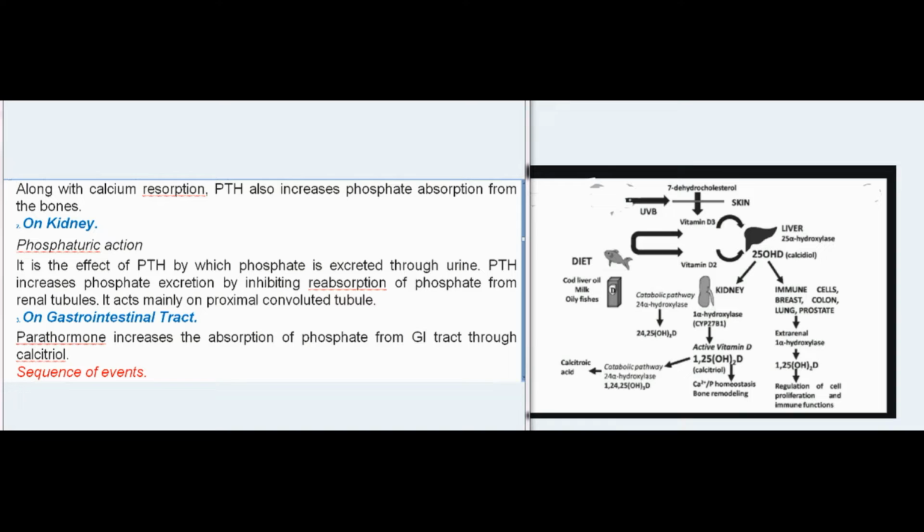Phosphaturic action. It is the effect of PTH by which phosphate is excreted through urine. PTH increases phosphate excretion by inhibiting reabsorption of phosphate from renal tubules. It acts mainly on proximal convoluted tubule. On gastrointestinal tract. Parathormone increases the absorption of phosphate from GI tract through calcitriol.